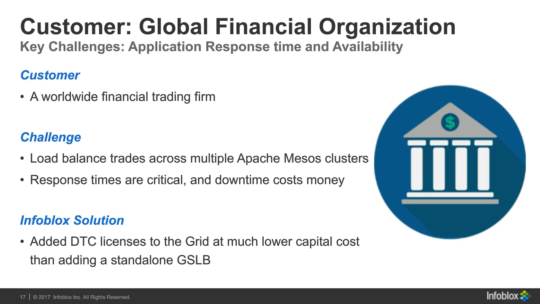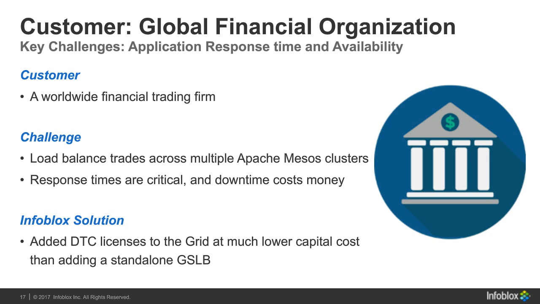They've implemented Apache Mesos clusters in order to maximize their ability to do analytics and execute these trades as quickly as possible. And they needed a way to load balance across those clusters in order to do the trades in the most effective and efficient geography and in the most reasonably available servers. So again, time is of the essence when we're doing these trading activities, and DTC was the right solution for them. So they implemented DTC.